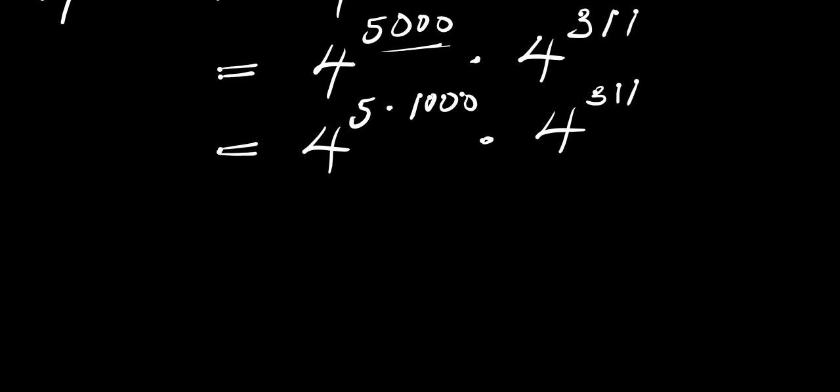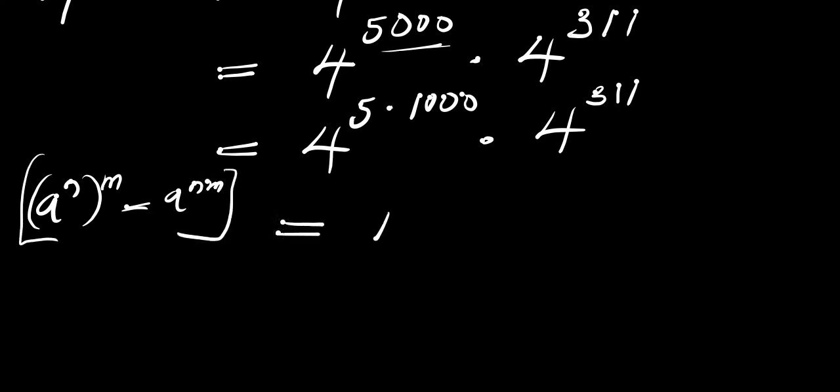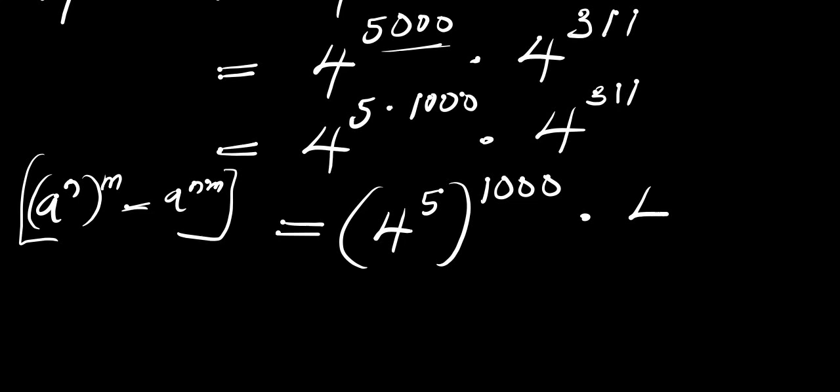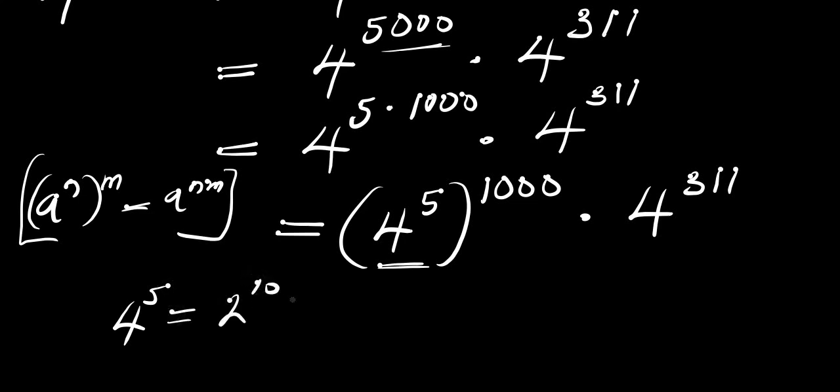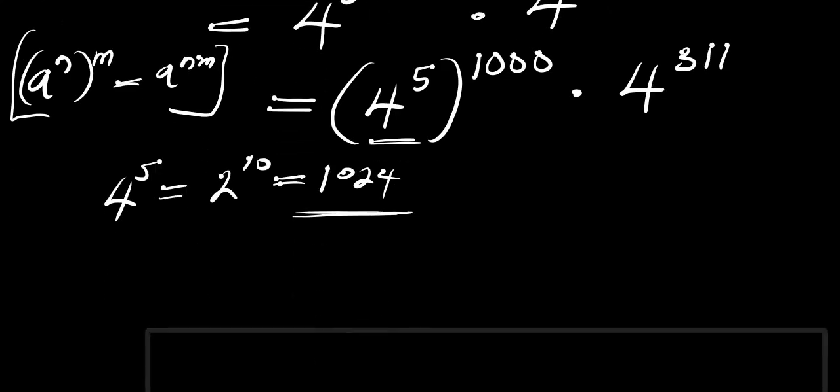So the next thing we are going to do is we apply the same identity. Remember, a power n or power m equals a power n times m. So we apply the same identity and we are going to have 4 power 5 all raised to the power of 1,000 times 4 power 311. So 4 raised to the power of 5 is simply 4 into 5 places, and that is 1024, because 4 raised to the power of 5 is the same thing as 2 raised to the power of 10, which is 1024. So we are going to use 1024 there.